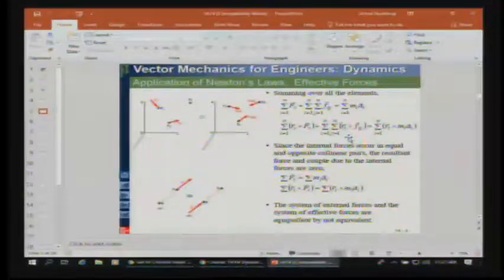All right, so if you sum up all these elements, we need to get to something that is somewhat useful. And here we just have a system that consists of two particles, and here we have a system that consists of three particles, and it depends on whether we're talking about them being internal or external. But we sum everything up, both in terms of forces and inertia, and moments of inertia. And we come out with this idea that since the internal forces occur in equal and opposite collinear pairs, the resultant force and couple due to the internal forces are equal to 0.